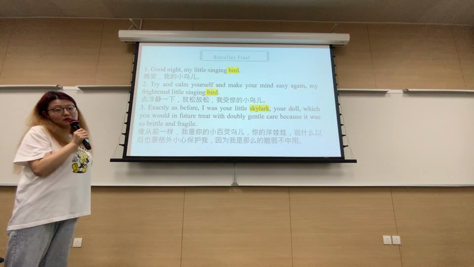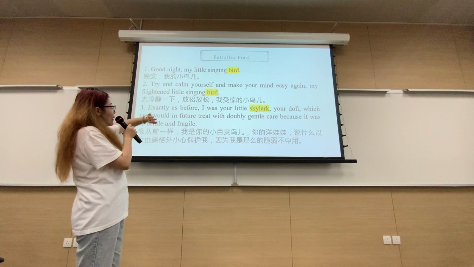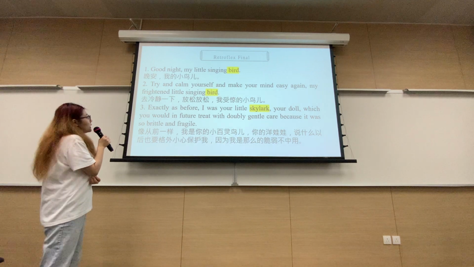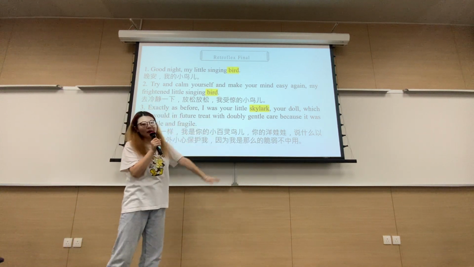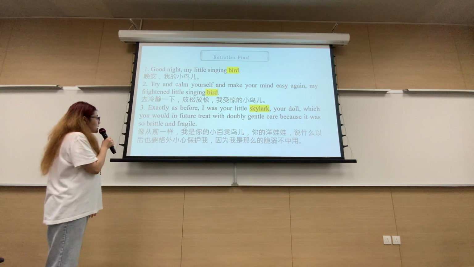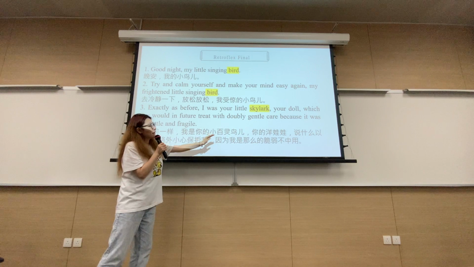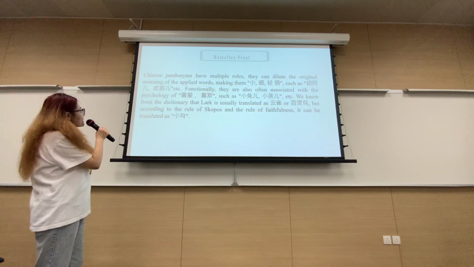Okay, these are some examples. The first is the rhetorical explanation. 是我们归类的问题是儿化音。然后 we can see 我们把 highlight bird and skylark 我们都翻译成的是小鸟儿以及小百灵鸟儿。This is our analysis.